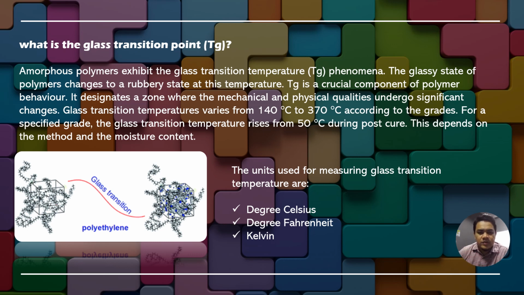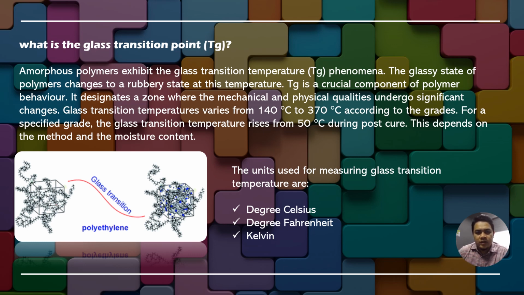Glass transition temperature varies from 140 degrees Celsius to 370 degrees Celsius according to the grade used. For a specified grade, the glass transition temperature rises from 50 degrees Celsius during post-cure. This depends on the method and the moisture content. Right, from this sentence, how we want to know the transition glass will be, the process will start.